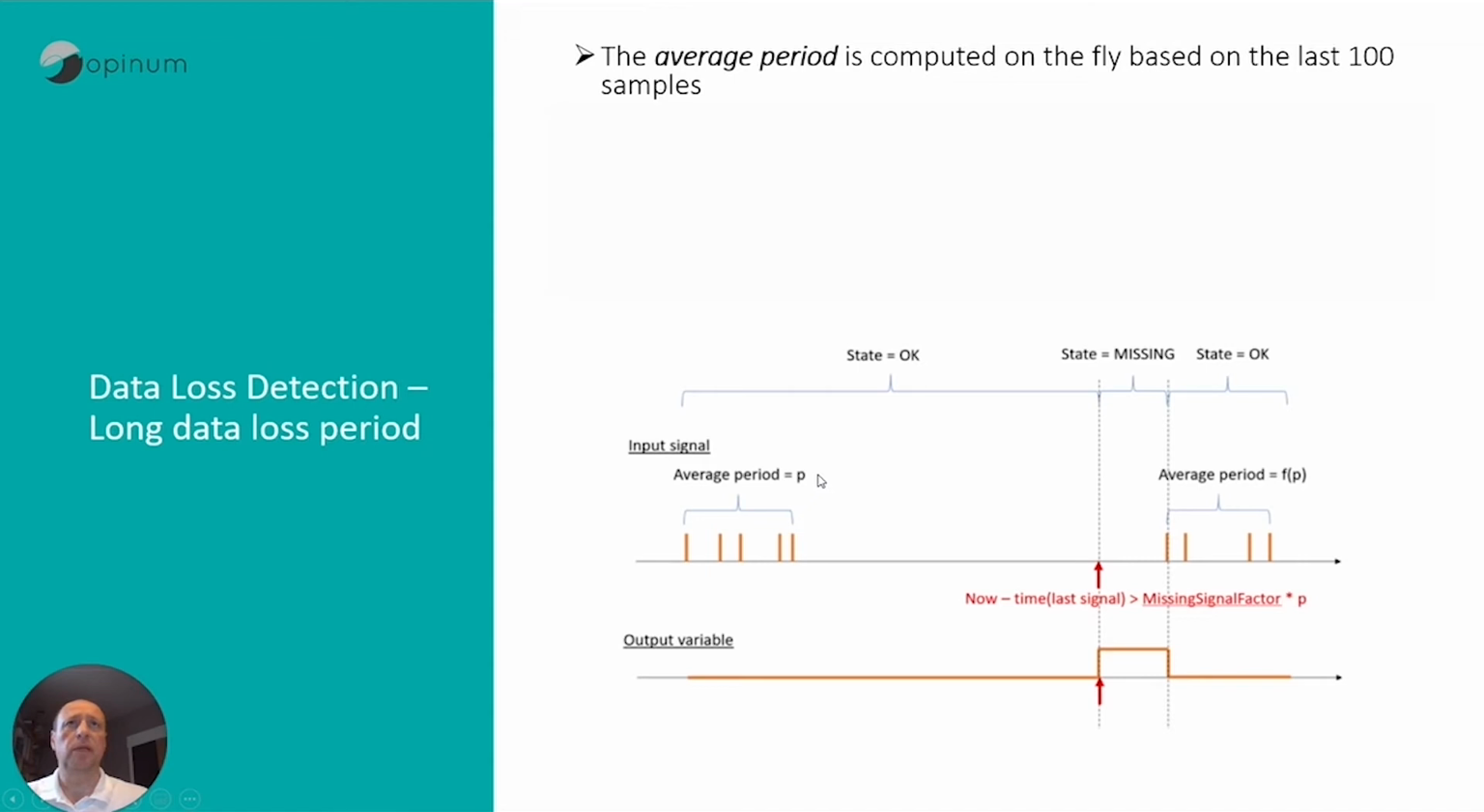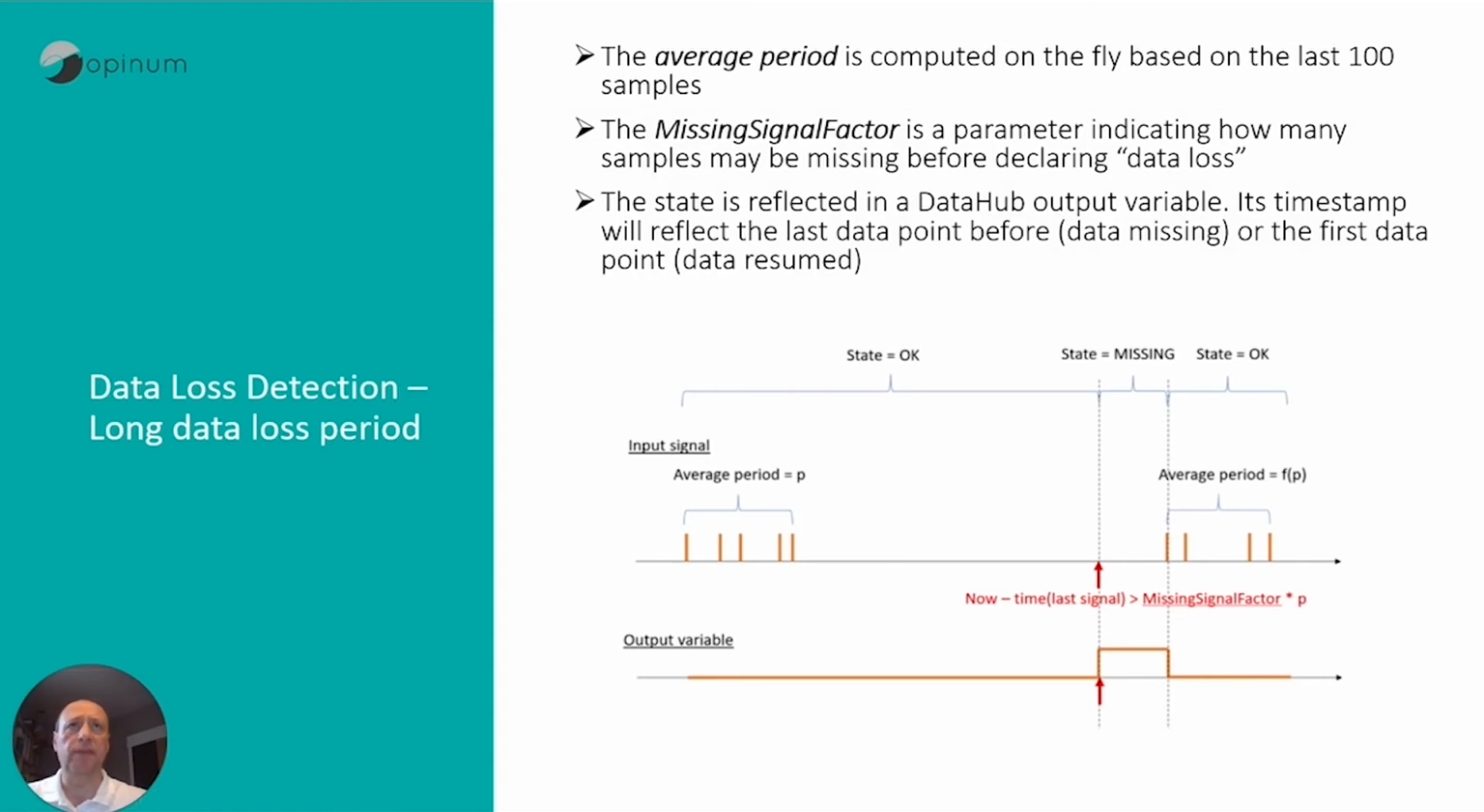The second important parameter is the missing signal factor, which is a factor that you will define when you create a data loss detection, and that will say if we have a period of time bigger than the missing signal factor times the average period, we must consider that the signal is lost.